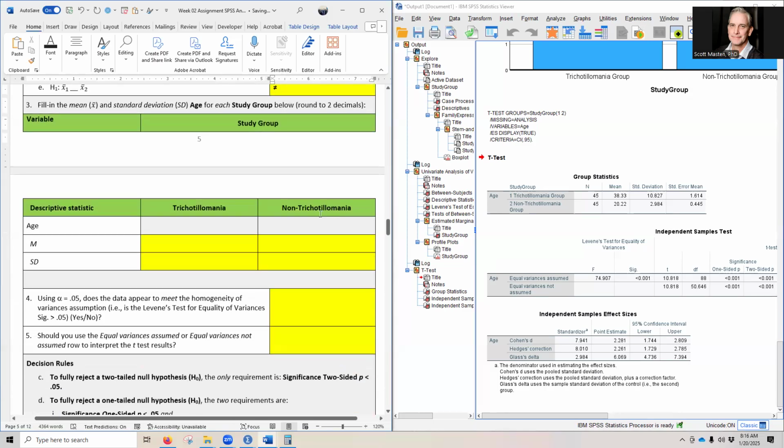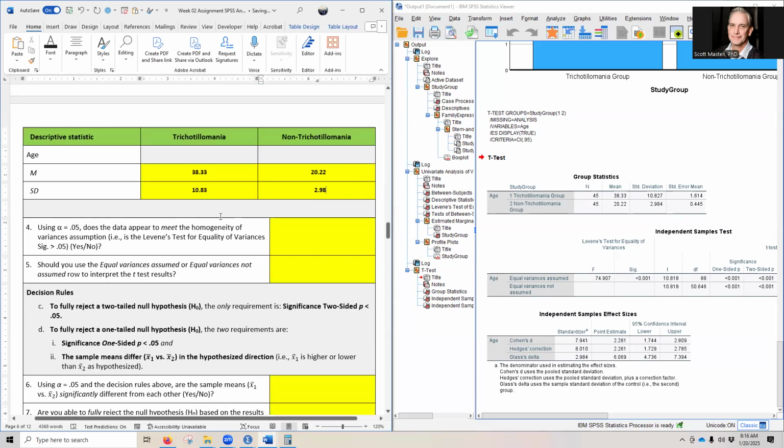We've got to fill in the means and standard deviations for the APA write-up, and those are right here on the t-test. The average age for those with trichotillomania was 38.33. The standard deviation, so I go down, is 10.83. The average age for non-trichotillomania is 20.22, and the standard deviation for them is 2.98.